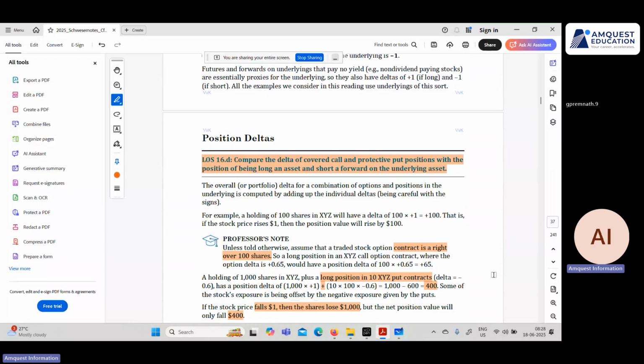So think about this, right? The put option will allow you to not make so much loss. So overall, your value will fall by only $400. The put is priced at one, I mean, every fall of $1 results in 0.6 increase in the price of the put. Makes sense, that's right.